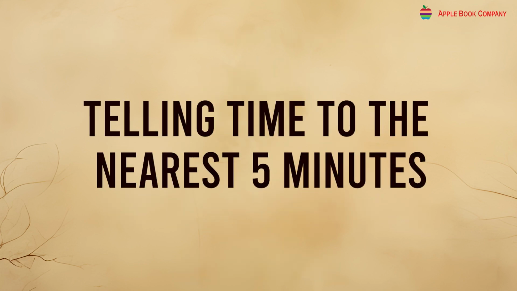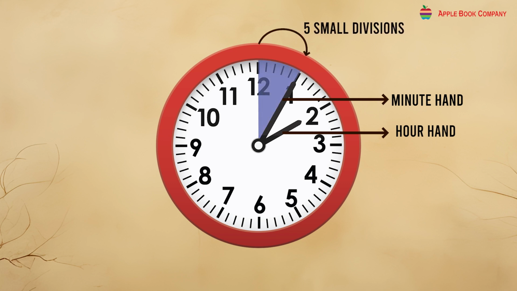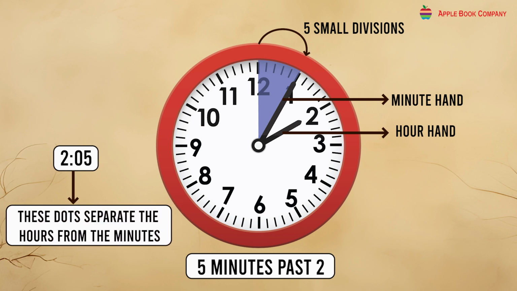Telling time to the nearest 5 minutes. In this clock, the hour hand is at 2. The minute hand is at 1. That is, at 5 small divisions from 12, we say that the time is 5 minutes past 2 and write it as 2:05. These dots separate the hours from the minutes. We write the hours on the left side of the dots and the minutes on the right side of the dots.